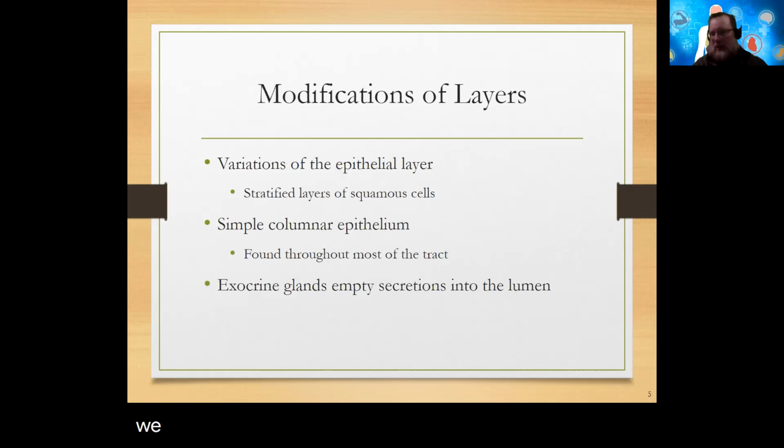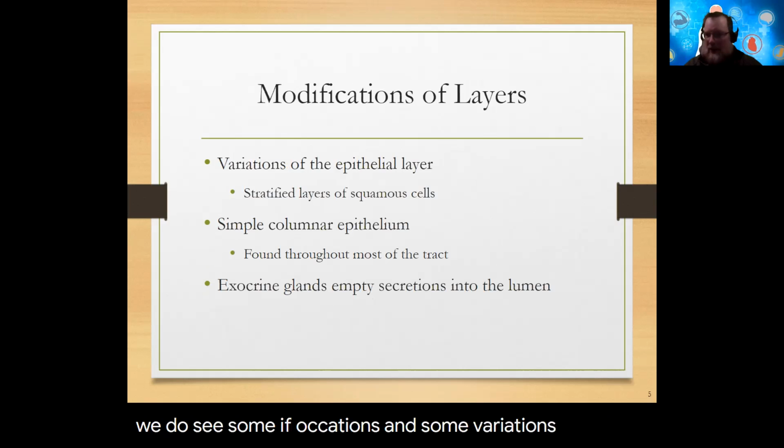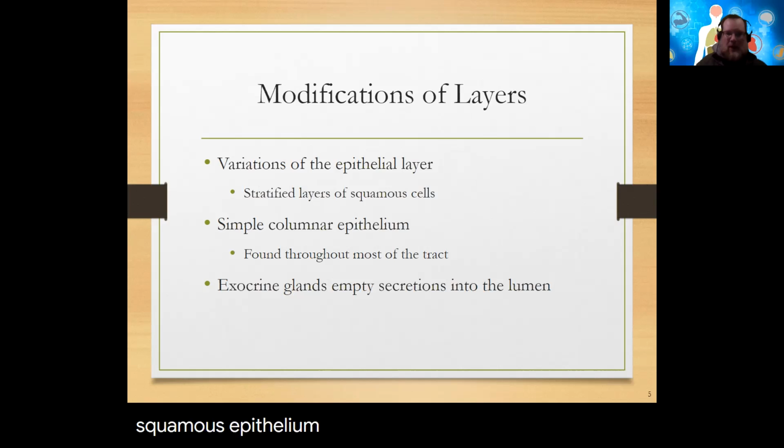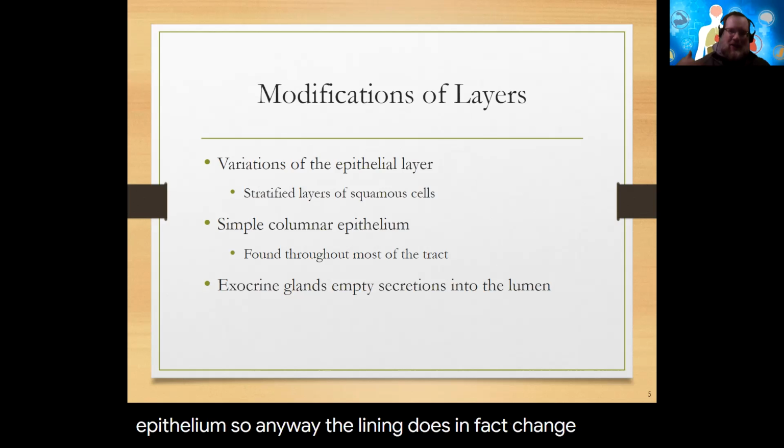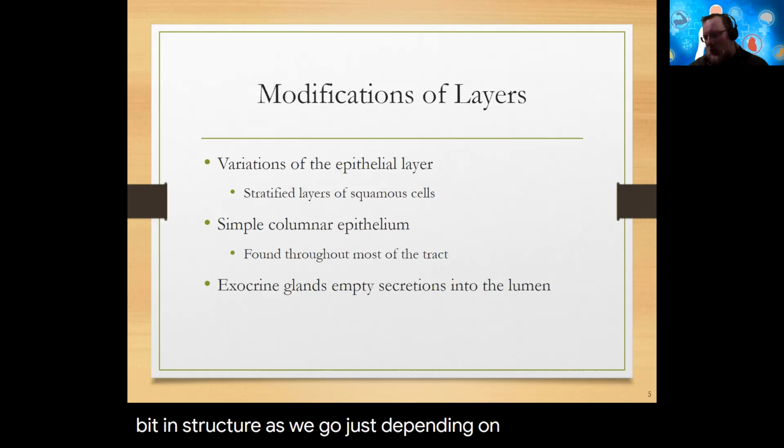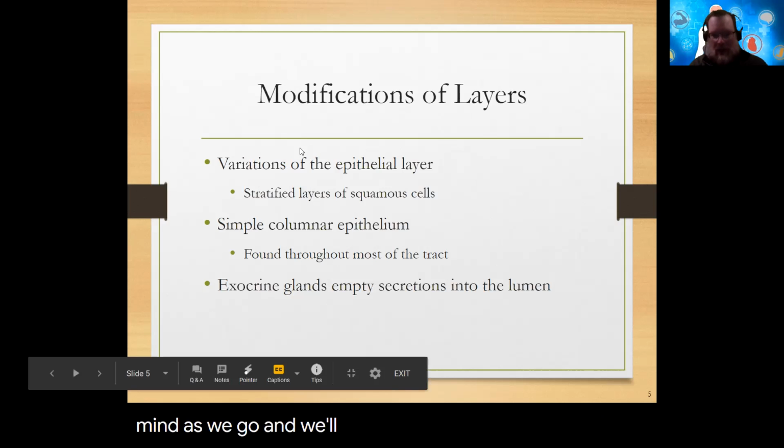So again, we do see some modifications and some variations in these layers. The epithelium, we're going to see some stratified squamous epithelium. We're going to see that primarily in the mouth, maybe in the high traffic areas. We also may see some stratified cuboidal as well. And then certainly as we travel further down into the stomach and into the small intestines, we're going to see a lot of simple columnar epithelium. So the lining does in fact change a little bit in structure as we go, depending on what types of needs we have in those regions. We'll keep that in mind as we go, and we'll bring it up again.